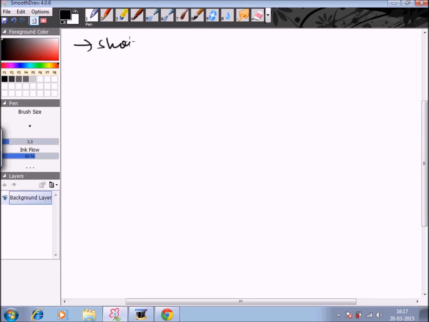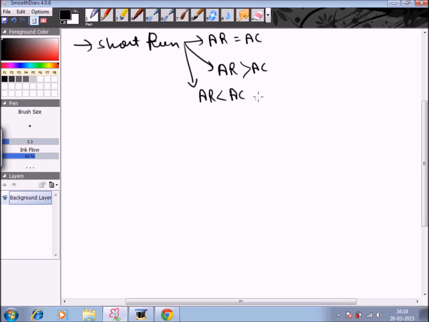In the short run, there can be three possibilities: the average revenue is equal to average cost, the average revenue is greater than average cost, and the average revenue is less than average cost. So the first condition is that average revenue is equal to the average cost.